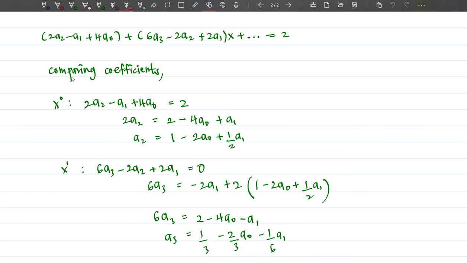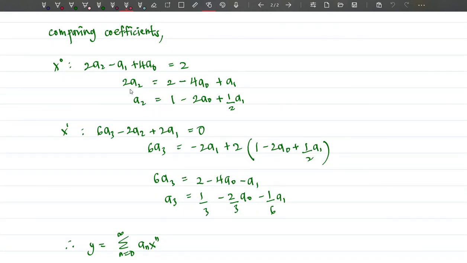And then comparing the coefficients here. We compare first the constant. We compare the coefficients on the left and right. We have the constant here equal to 2. So everything for the constant here, 2A2 minus A1 plus 4A0, needs to be equal to 2 because this is a non-homogeneous equation. After that, make sure you rearrange and get the highest coefficient, the biggest coefficient, on the left. That means the biggest one is A2. So A2 equals the other terms.